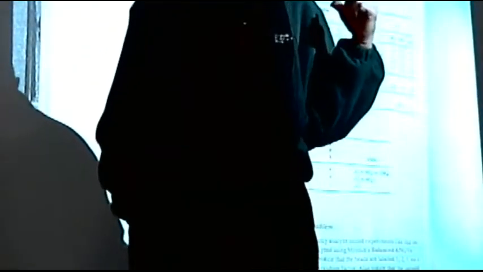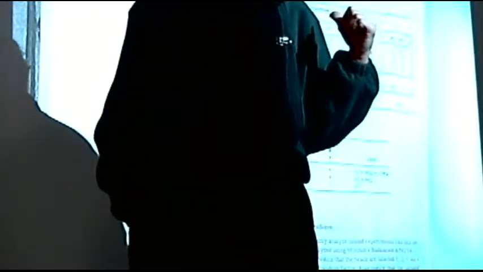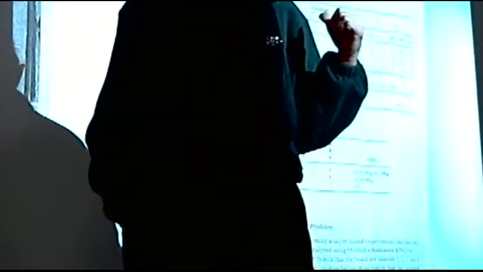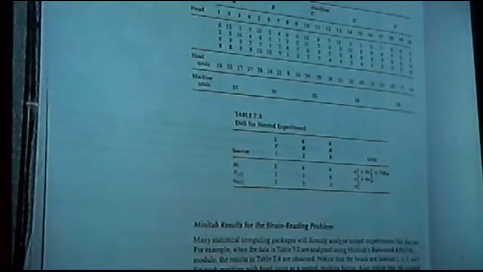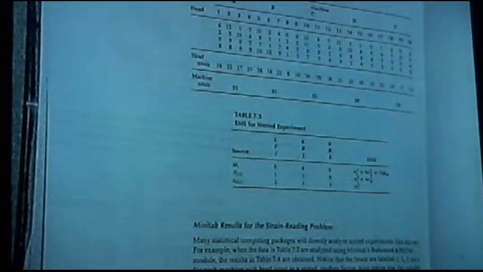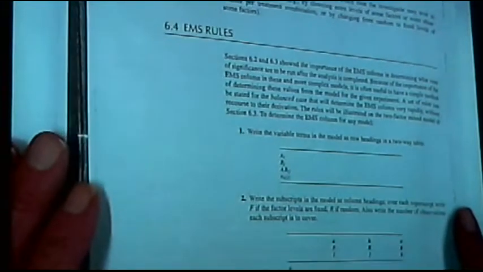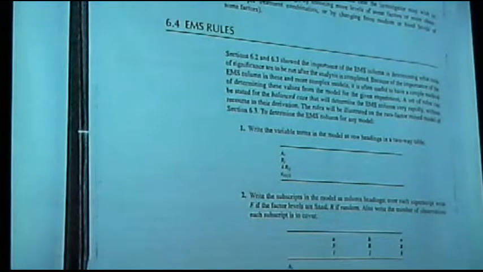But since this was rather small, I thought this might be a good little example to use to check out the algorithm for figuring out the expected mean square column. So if you could go back and find your page, which I gave you weeks ago, this one about expected mean square rules, I'll use this as the guide for what we're doing here on this problem.